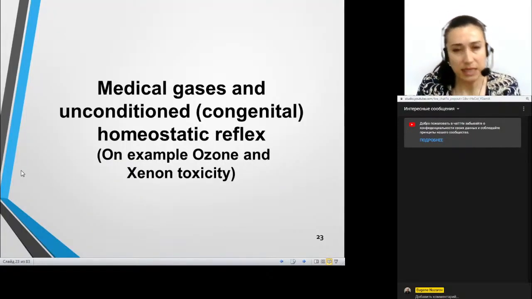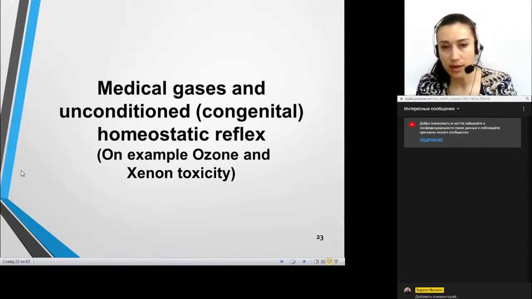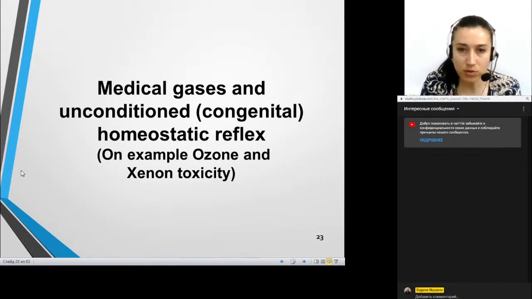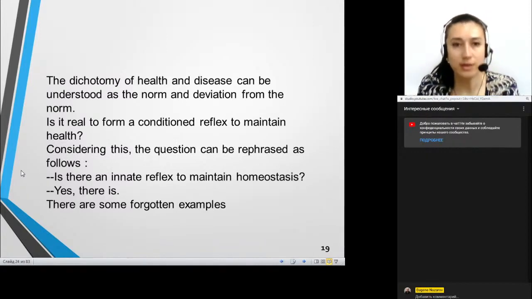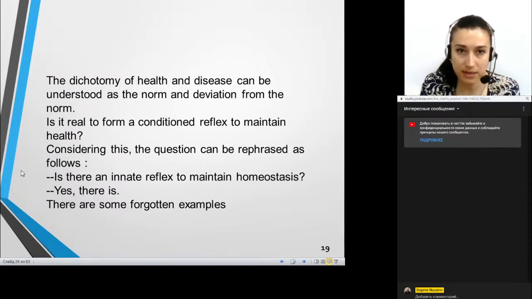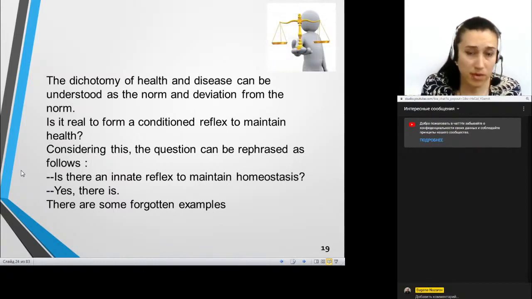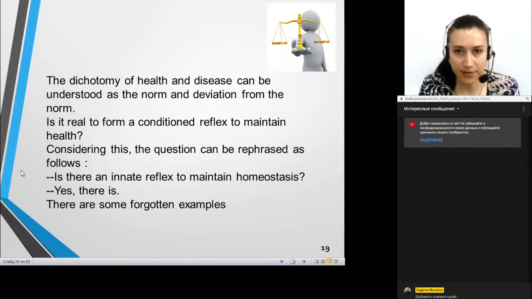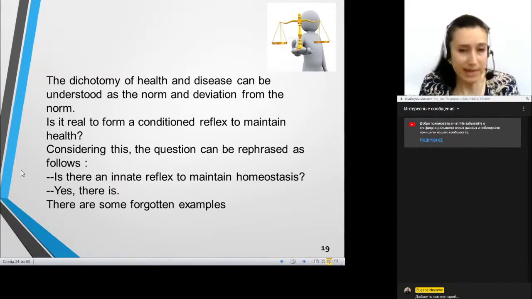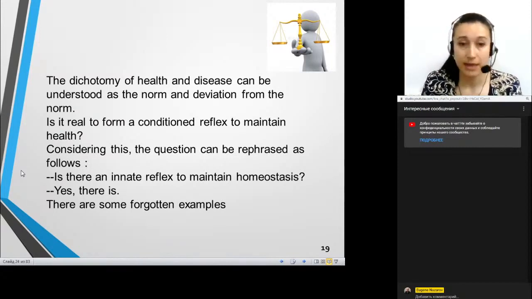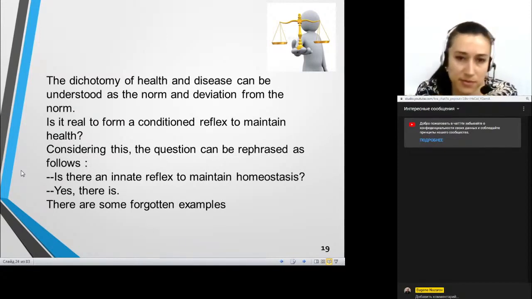So, medical gases and the unconditioned congenital homeostatic reflex: we took and will show it on the example of ozone and xenon toxicity. The dichotomy of health and disease can be understood as a norm and a deviation from the norm. So, is it real to form a conditional reflex to maintain health? Considering this, we can rephrase the question as follows: is there an innate reflex to maintain homeostasis? Yes, there is, and here are some forgotten examples.